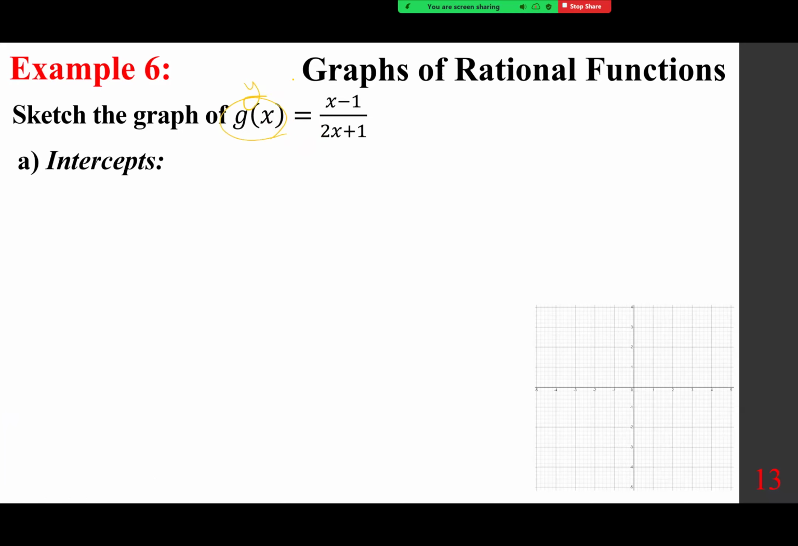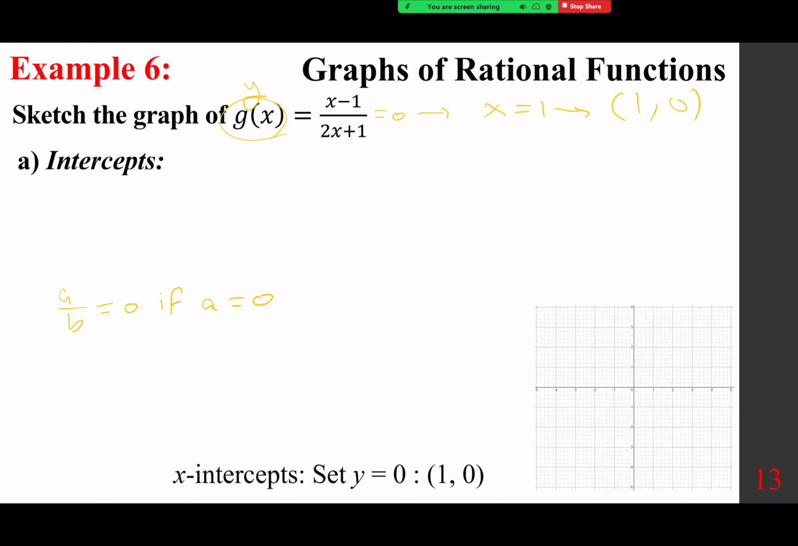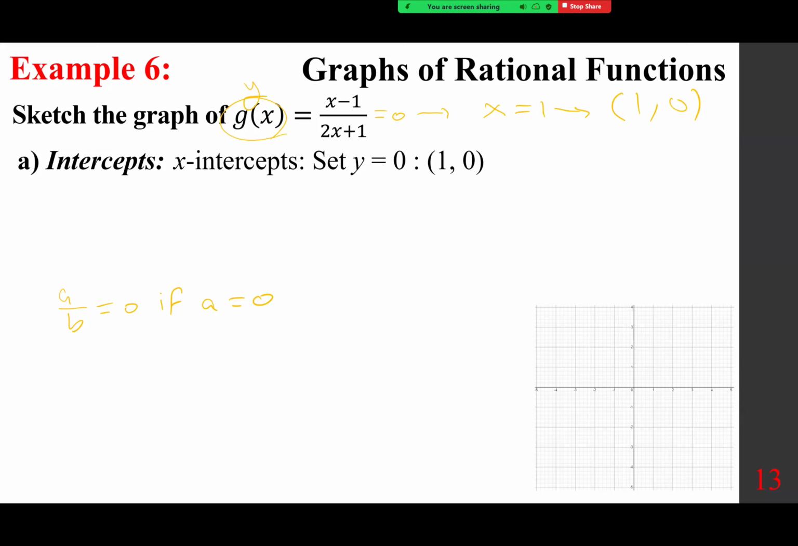Now, a fraction is 0, class, if the top is 0. So when you set the numerator equal to 0, x becomes 1, and that's your x-intercept. So you set y or g of x equal to 0, you set the numerator equal to 0, and x becomes 1, and so you have 1, 0. So you locate the point 1, 0.